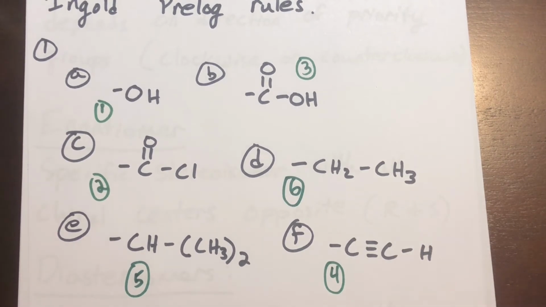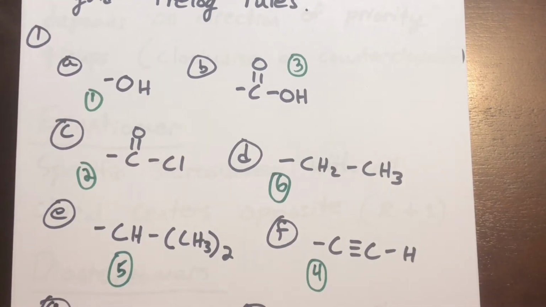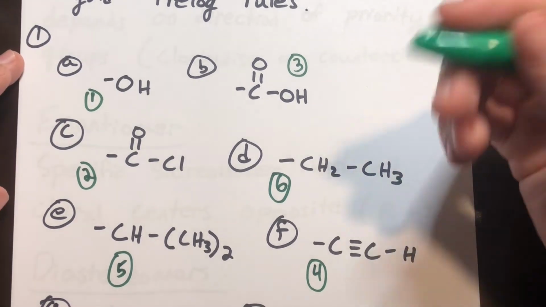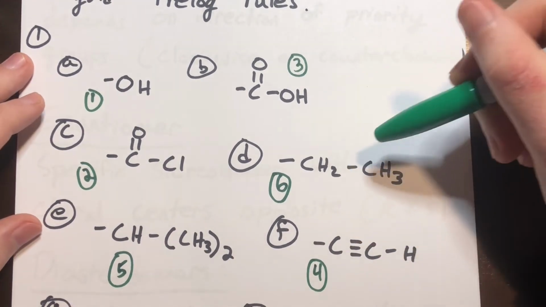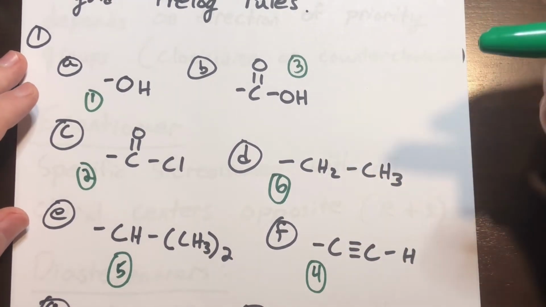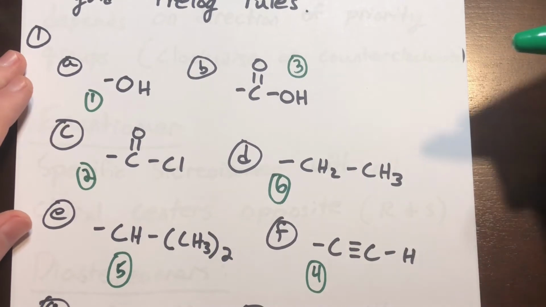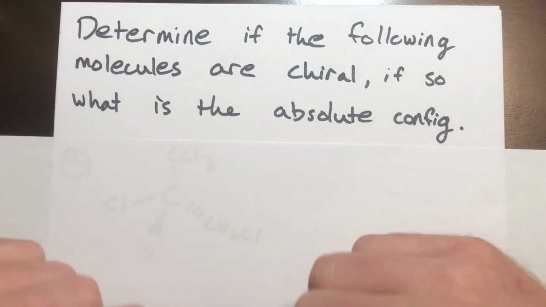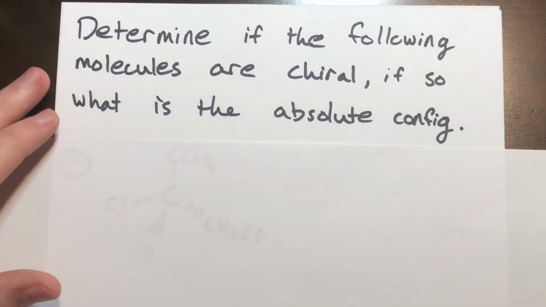You need to be able to do this rather quickly in a molecule to make the absolute configuration determination of R or S. Hopefully this example makes sense. I'll work through several examples of determining absolute configuration, which will always be using the Cahn-Ingold-Prelog rules. For the remainder of the video, I'll work through several examples as usual.